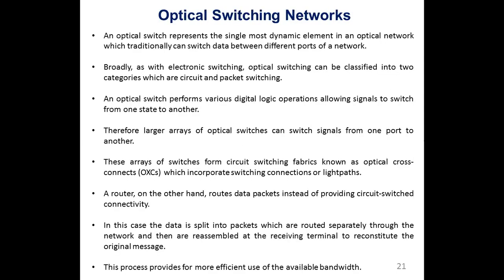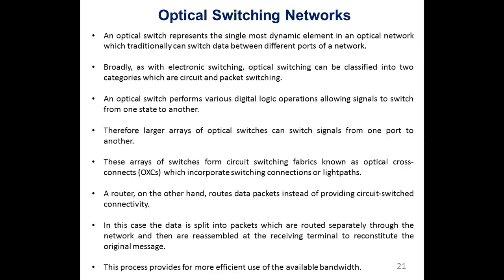So the next part that we need to do is optical switching networks. I will just give you an overview of optical switching networks, and we'll go into the optical switching networks in detail in the next lecture. So basically, an optical switch represents the most dynamic element of an optical network, and traditionally this can switch data between different ports in the network. So as with electronic switching, optical switching can be classified into two categories. This can be circuit or packet switching. We also have different other switches which we'll see later.